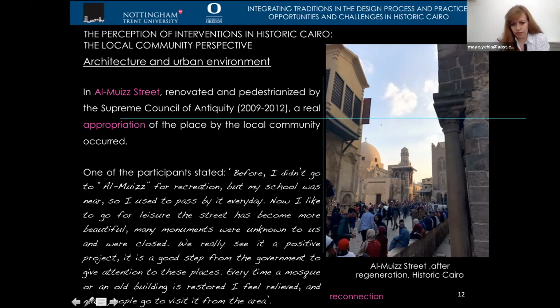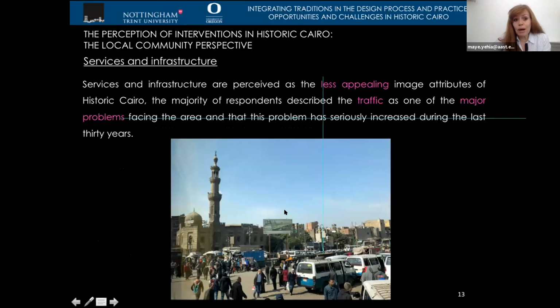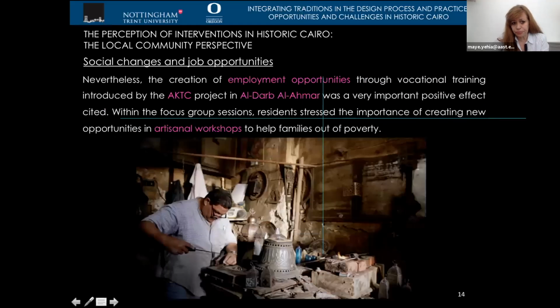after the intervention. So about services and infrastructures, we can see that they are perceived as the less appealing image attributes of historic Cairo. The majority of respondents describe the traffic as one of the major problems facing the area. And of course, this problem increased during the last 30 years.